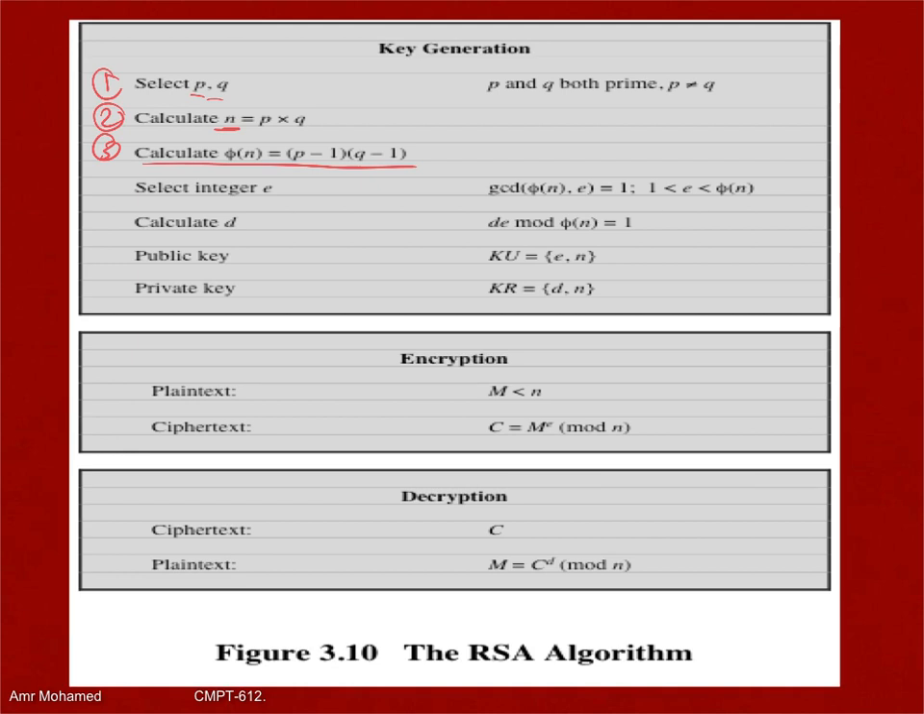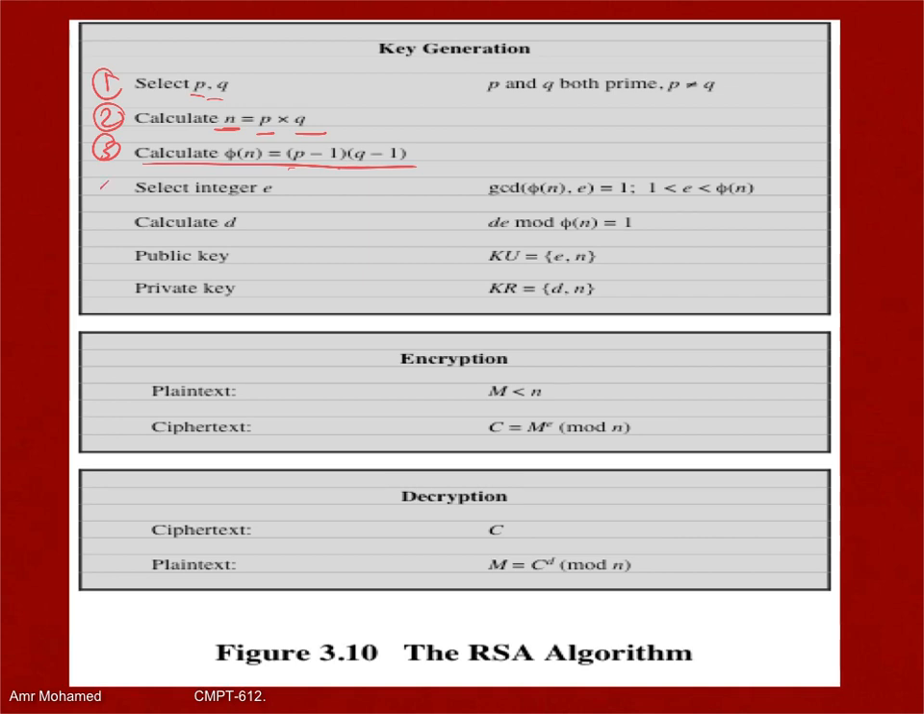Which means that the totient of n is actually the totient of P times the totient of Q. And we know that P and Q are prime numbers, so the totient of n is in fact (P minus 1) times (Q minus 1). Very simple, right? So far so good. Okay.